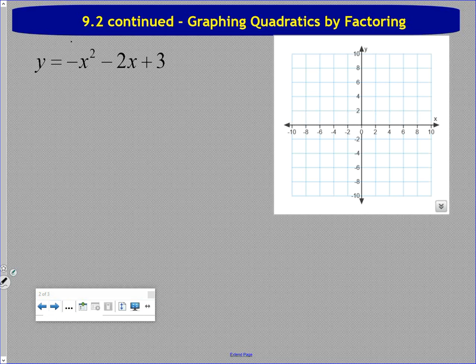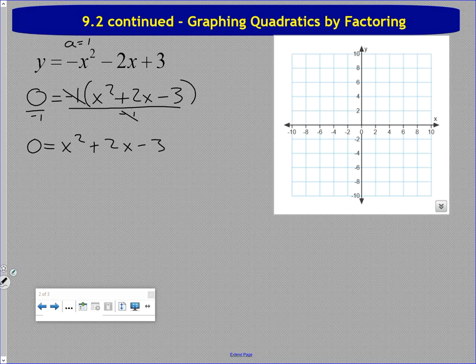The first thing we have to do is make a equal to 1. So I'm going to divide everything by a negative 1. I'm also going to set it equal to 0 at the same time. So we just change the signs of everything and it should look like that. I'm going to divide everything by negative 1, which really just gets rid of that. 0 divided by negative 1 is still 0.